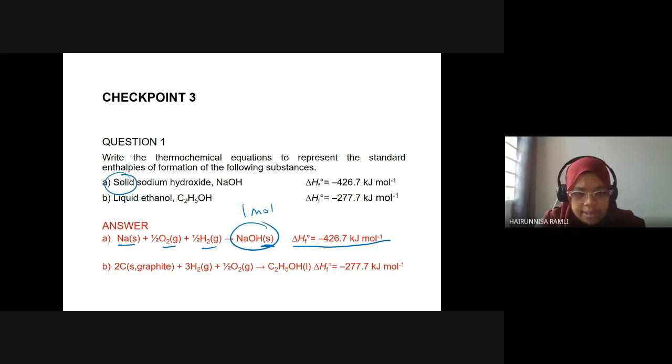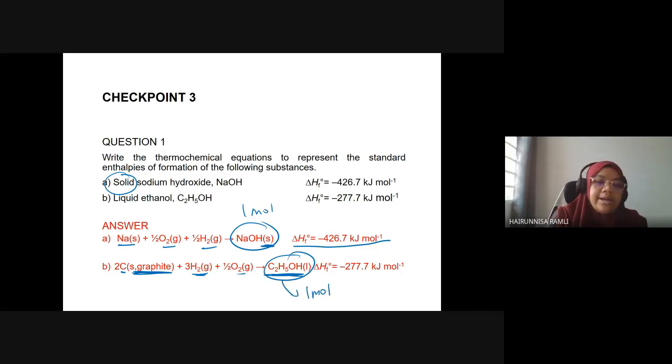And then for B, okay, tadi kita ada carbon kan? So carbon mesti you put as graphite lah. Kalau tak ada graphite ni salah lah. Okay, walaupun you letak solid saja pun salah. Sebab solid ada berapa jenis tadi kan? Allotrope dia. Ada graphite, ada diamond. Okay. Hydrogen gas, oxygen gas. So liquid ethanol. So make sure this one also must be 1 mole. Okay. So ni syarat dia lah.